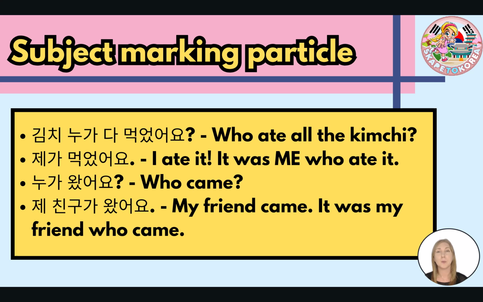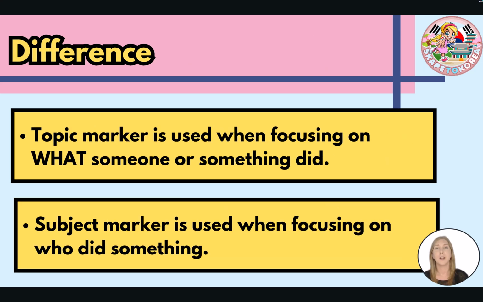You are replying with the subject marking particle added to 친구 because it was your friend who came. Okay? So here the difference is that the topic marker is more used when focusing on what someone or something did, and the subject marking particle is used when focusing on who did something. So in the first one, topic, we're focusing on the object of the sentence, like what someone did, and if you want to emphasize the subject, then you would use the subject marking particle.